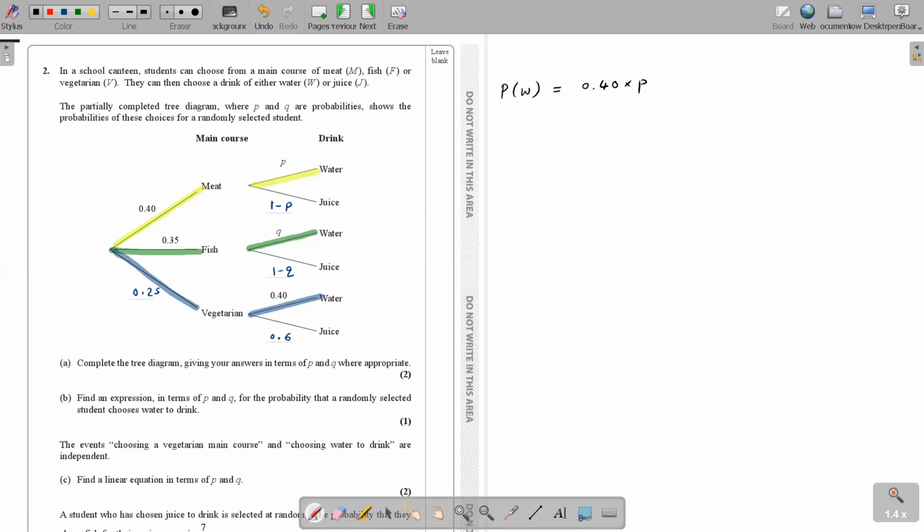So that is the first part. You know, along the path, probabilities are multiplied, and then for the different paths you must add the probabilities. So plus the second part is 0.35 into Q, and then the third, plus 0.25 into 0.4.